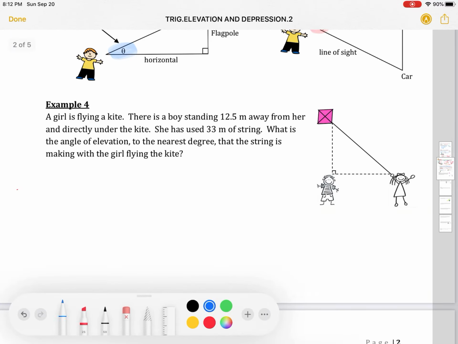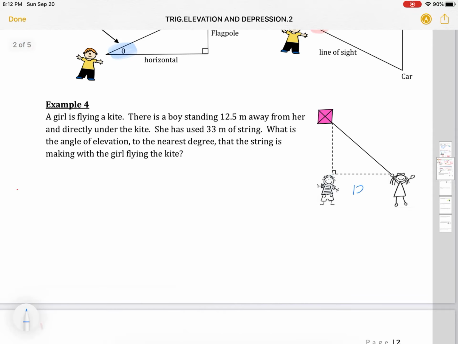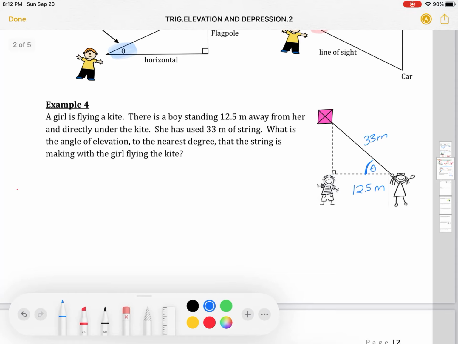Okay, so let's take a look here. A girl is flying a kite. There's a boy standing 12.5 meters away from her. So let's label this in with what we know. The boy and the girl are 12.5 meters apart, and he's directly underneath the kite. Now she's used 33 meters of string, so that's how long the kite string is, and it wants to know what the angle of elevation is. So what is the angle of elevation? It's the angle looking up. So what is this angle in here?